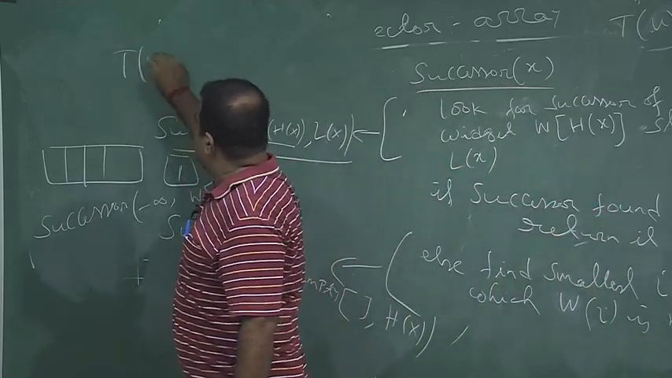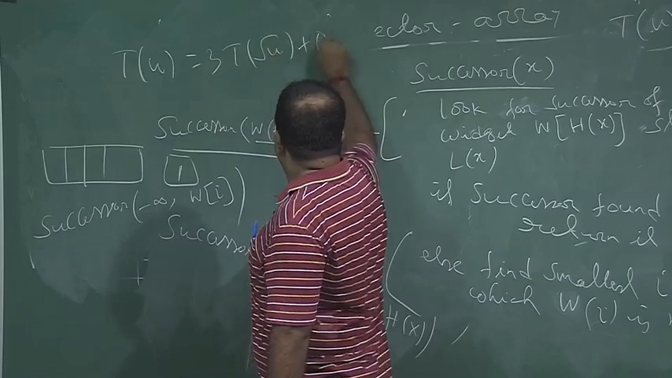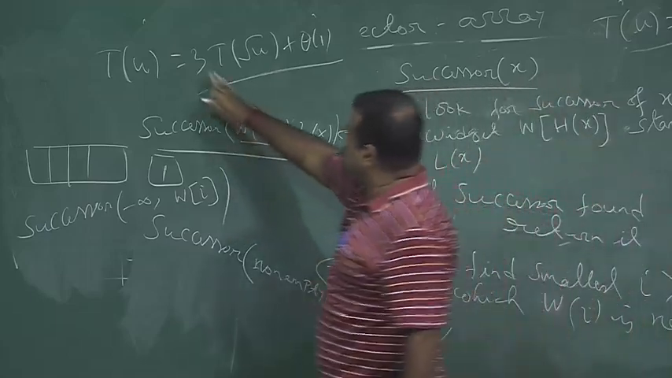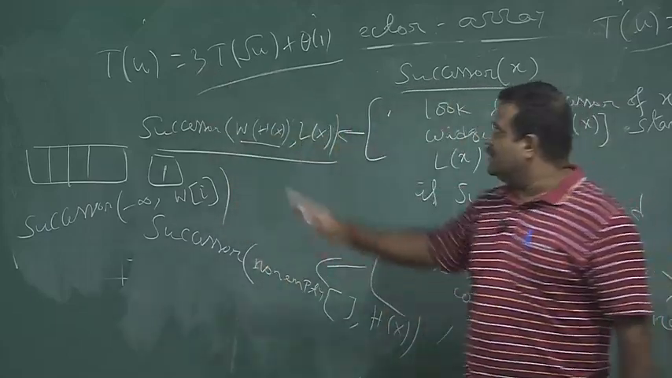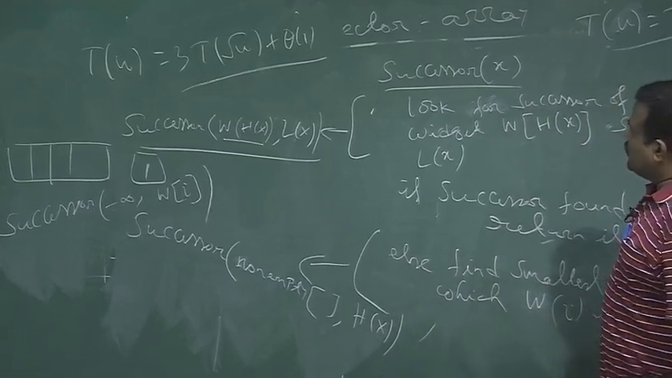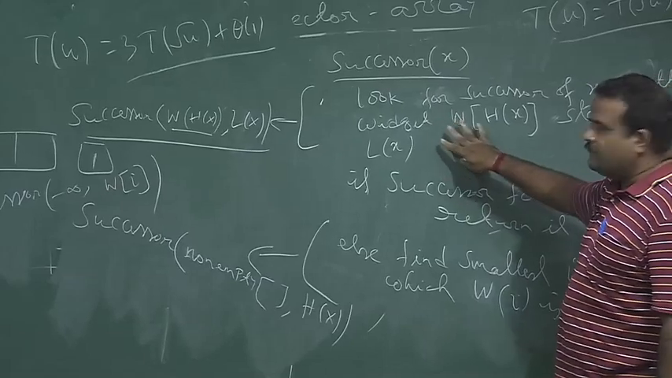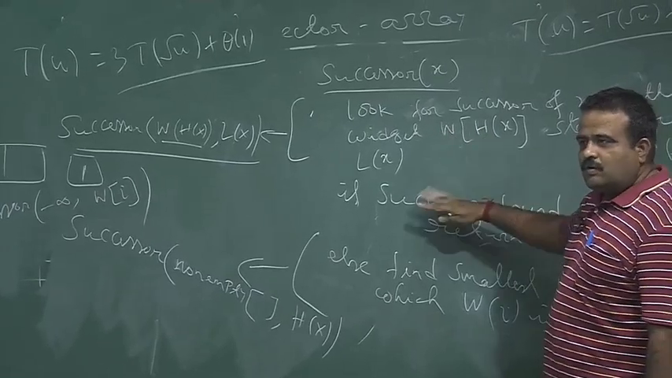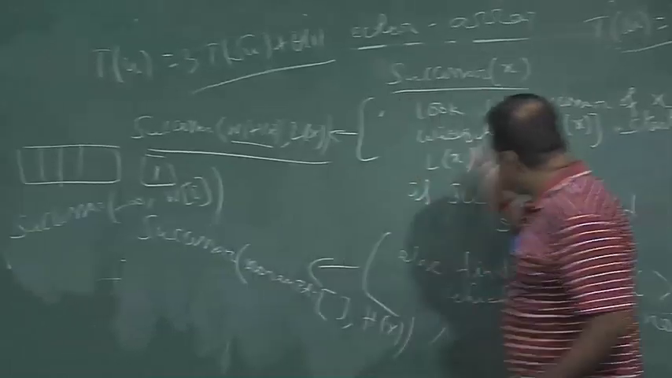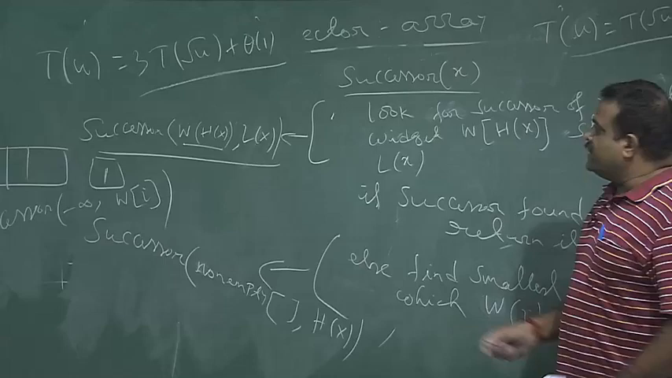So, the recurrence will be T(u) = 3 T(root u) + theta of 1, but this will not give us log log u. So, we need to reduce the successor calls to 1. There are 3 successor calls. How can we reduce it to only one successor call? Now, if we can find the successor here, then we are not going to these 2 levels. And if we are not finding it here, then we are going for these 2 calls. So, how can we reduce this to 1 call?